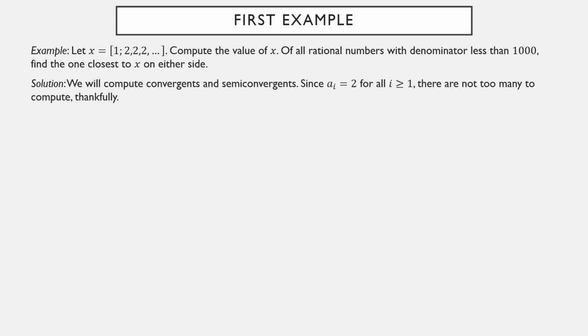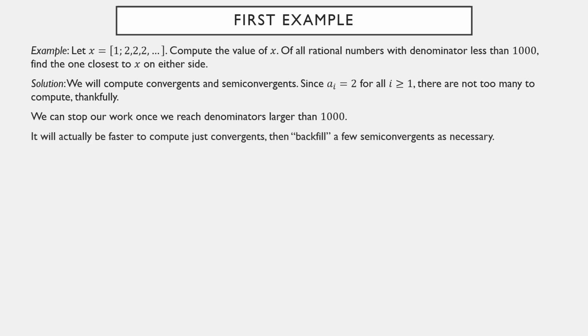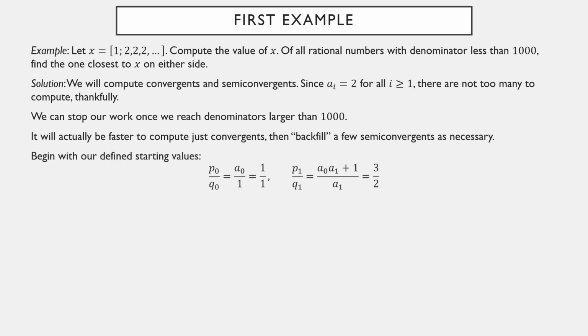So what we want to do is compute convergents and semi-convergents. And since ai is equal to 2, there's not that many semi-convergents to compute. And in fact, we can stop our work once we reach denominators larger than 1,000. It's actually going to be faster just to compute the convergents and then backfill a few semi-convergents as necessary to get close to that value of 1,000 without going through all of them along the way. So we begin with our defined starting values. P0 over Q0 is a0 over 1, which in this case is 1.